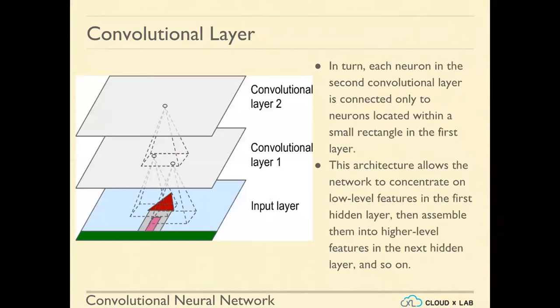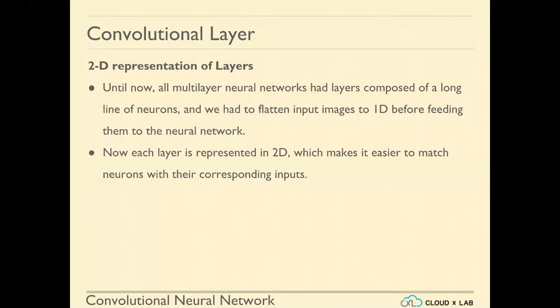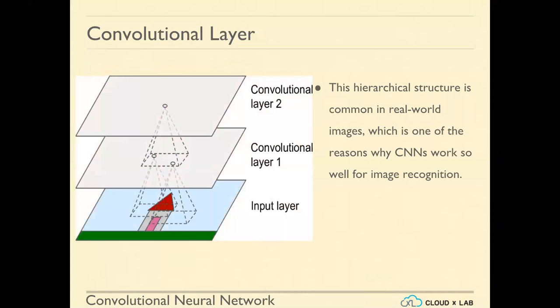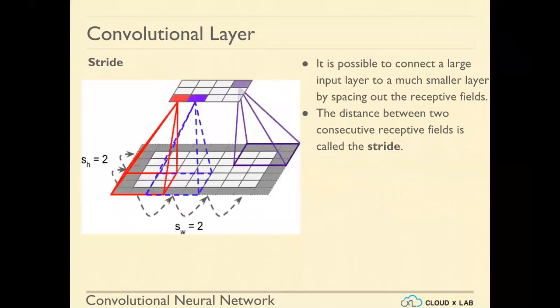All right. So this is what we discussed earlier. All we do is we take a rectangle, and we move that around the layer, and how much we move and whether we leave the padding or not, those are basically the hyperparameters. And how much we move is called stride.